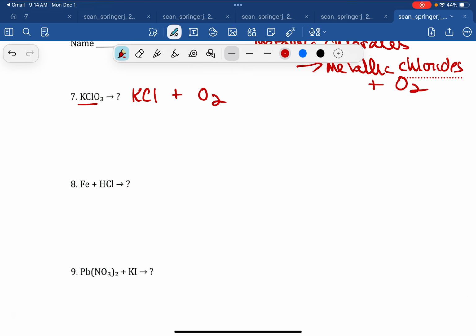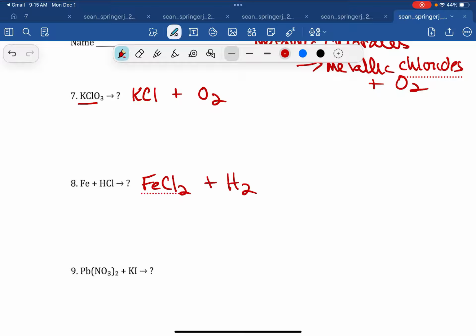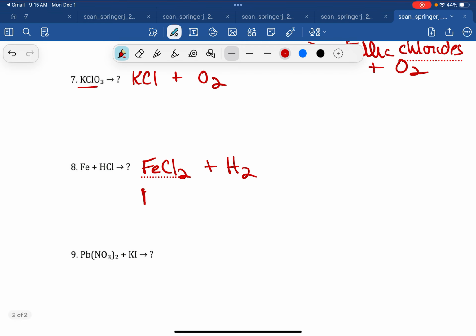This one here, now the tricky part on this one is iron can be either +2 or +3. Hopefully you didn't put it like this. What we should have done, if it's iron making a +2, then it would be FeCl2 plus H2. It has to be H2 because it's hydrogen, it's diatomic. Or you could have done FeCl3 plus H2. This would be iron 2, this would be iron 3.